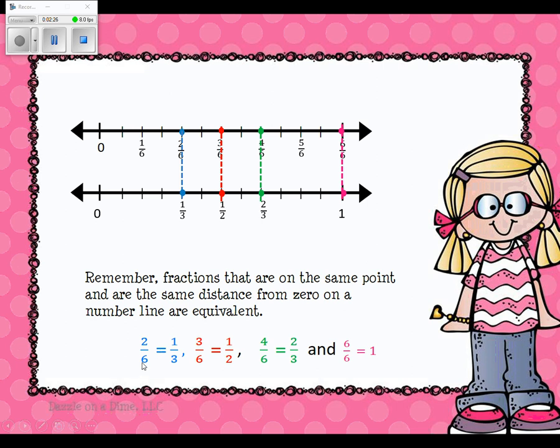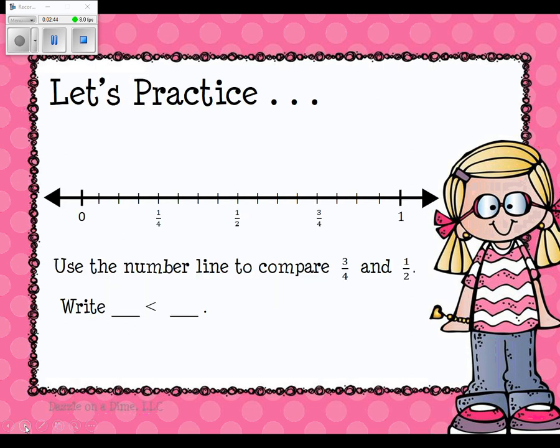So we would say 2/6 is equal to 1/3, because they land in the same place. 3/6 is equal to 1/2. 4/6 is equal to 2/3. And we could even do 6/6 is equal to 1, because we know when a fraction has a numerator and a denominator with the same numbers, that is the same as a whole number 1.